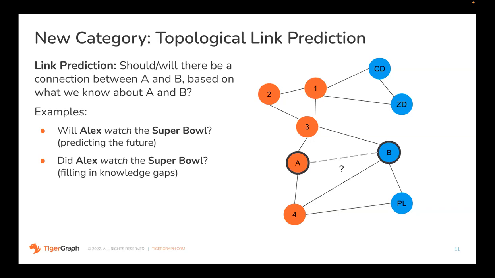Like, for example, the Super Bowl will be in a couple weeks. Will Alex watch the Super Bowl? Or maybe you're talking about last year, but you don't have complete information. So it may turn out that Alex did watch last year's Super Bowl, but you just don't have the information recorded. So you're trying to predict the current state based on clues of what you know about A, what you know about B.